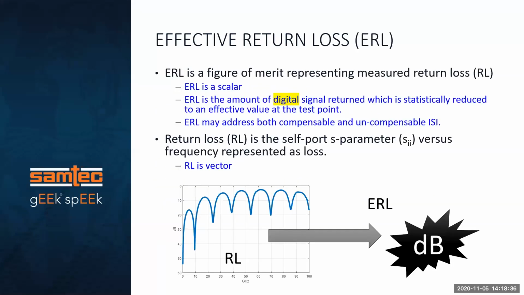This is it. If you get nothing out of it, this is it. ERL takes the left-hand curve, which is a bunch of squiggles, and turns it into a dB number on the right-hand side. It's a scalar. It's computed from the self-port parameters, the return loss parameters versus frequency. It's a statistically reduced value of what you would see statistically for digital signals at a particular test point, which is that port. It measures both compensable and uncompensable ISI.